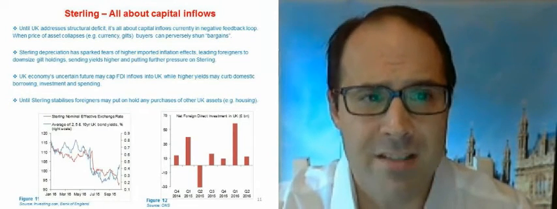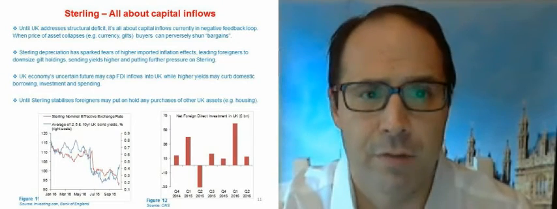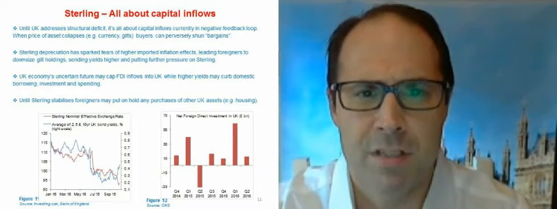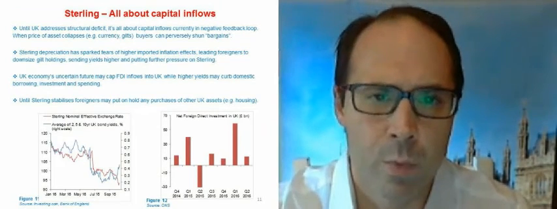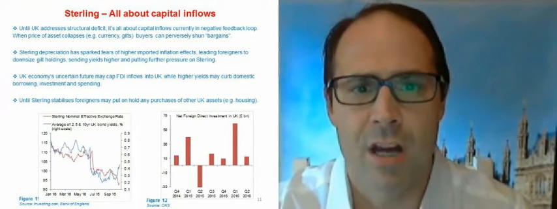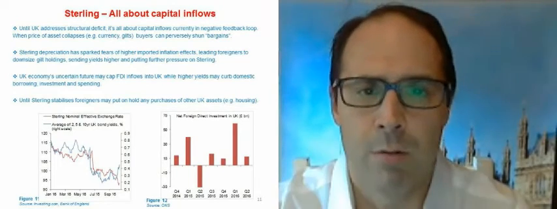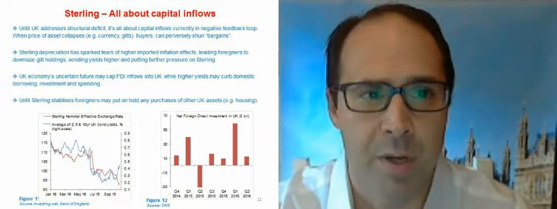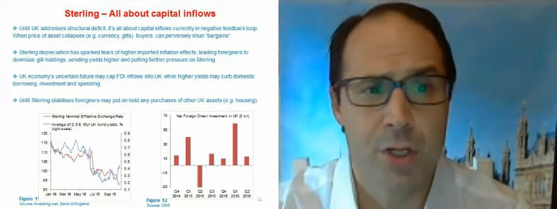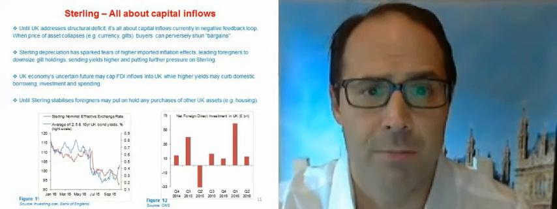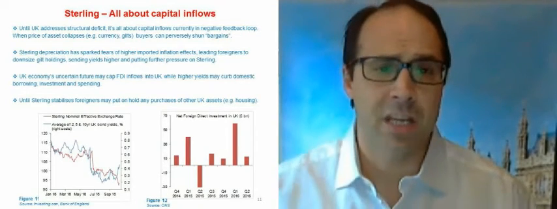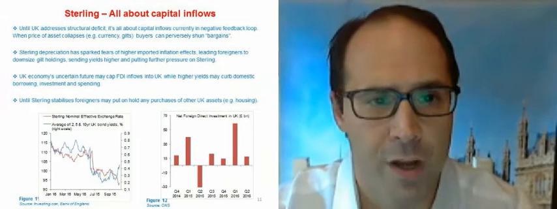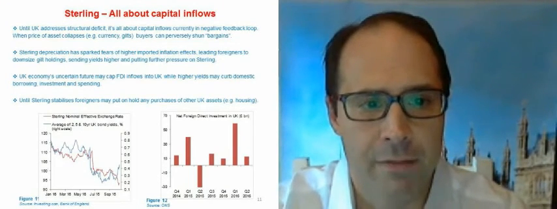Moreover, when the price of assets collapses, and this could be the price of currencies or gilts, buyers can perversely shun bargains. It's a somewhat different situation than if the currency is weakening slowly, giving investors time to re-ascertain their exposure. So the speed of the fall in sterling is a problem in itself. Sterling's depreciation has sparked fears of high import inflation, leading foreigners to downsize gilt holdings, sending yields higher and putting pressure on sterling. That's the vicious loop I referred to, and you can see it in figure 11.